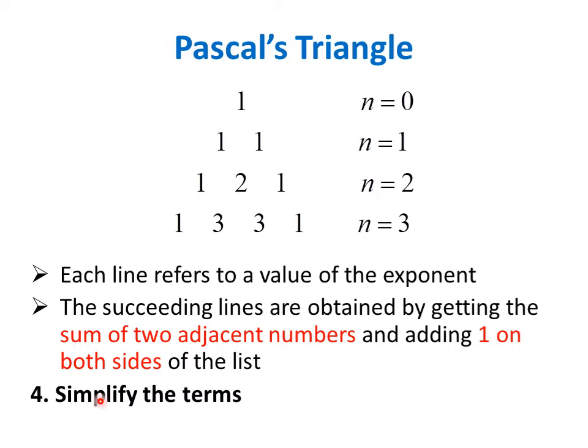The fourth step in the binomial expansion is to simplify the terms. Let's consider some examples of binomial expansion.